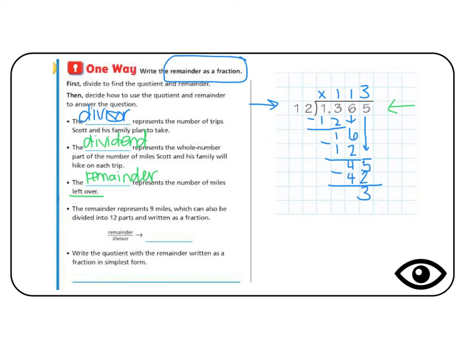I can't just stop hiking and decide to live on the trail because I have 3 miles to go and it doesn't divide evenly. So miles are something that we can divide. Miles are a measurement, and we can make this into a fraction. In order to make this into a fraction, we practiced this the other day. The remainder goes on top, 3, and the divisor goes on the bottom, 12. So we could say that they're going to hike 113 and 3/12 times.